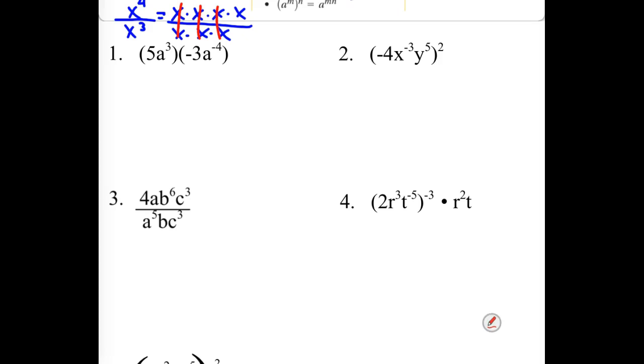A couple things that are common mistakes students make is they try to apply these exponent rules to things that aren't exponents. For example, coefficients. Those are those numbers in front of our variable. Okay? If a coefficient is negative, you don't have to flip it.